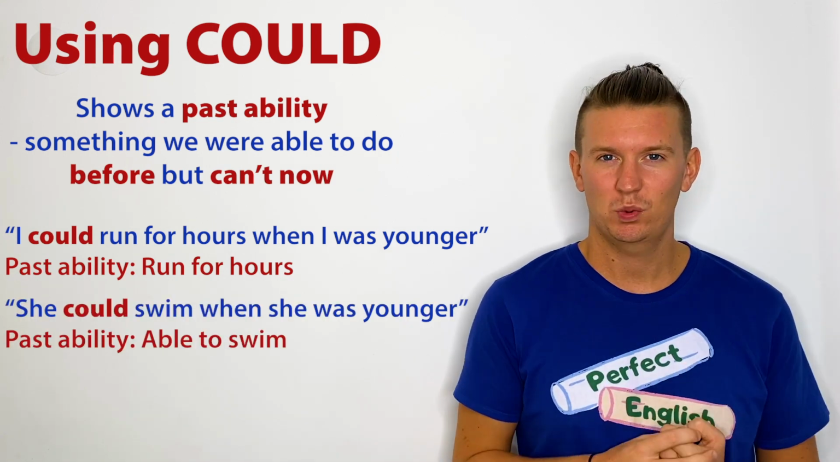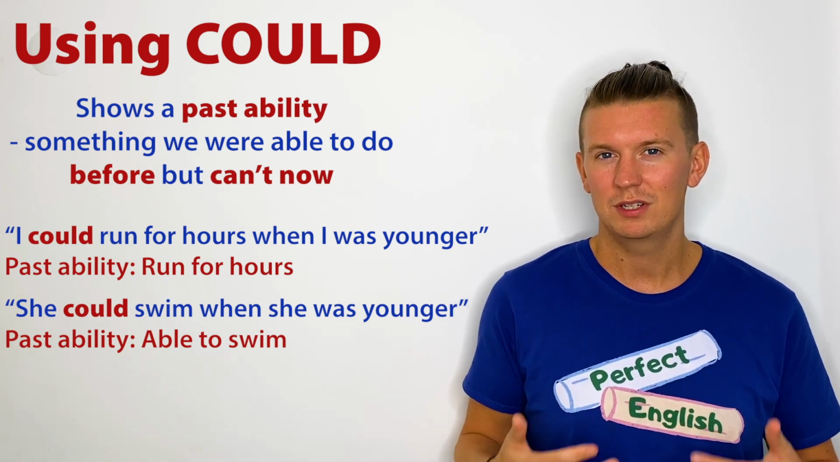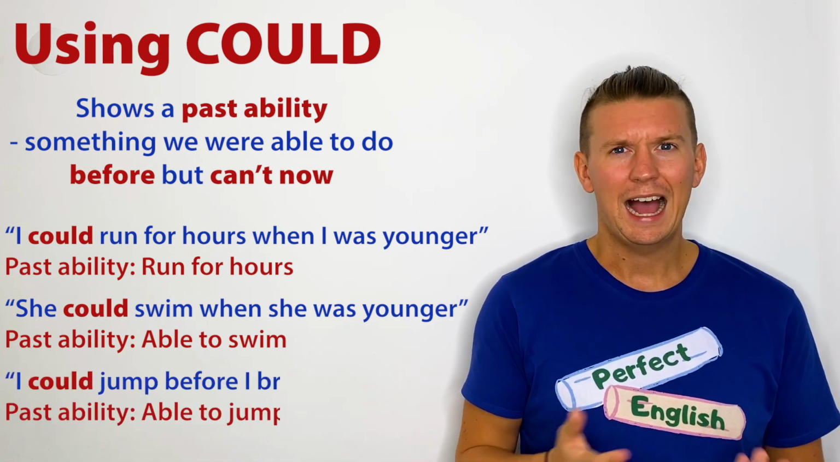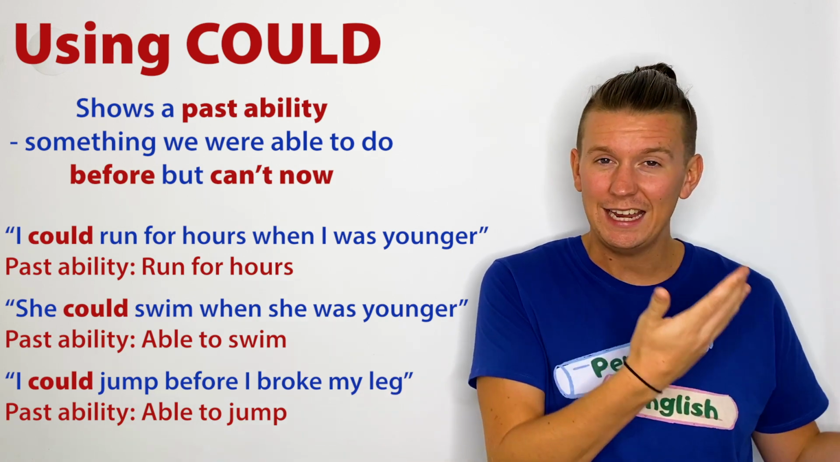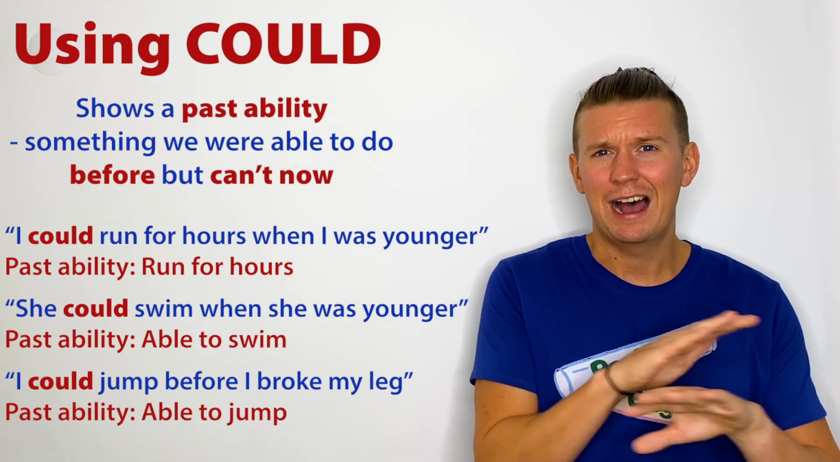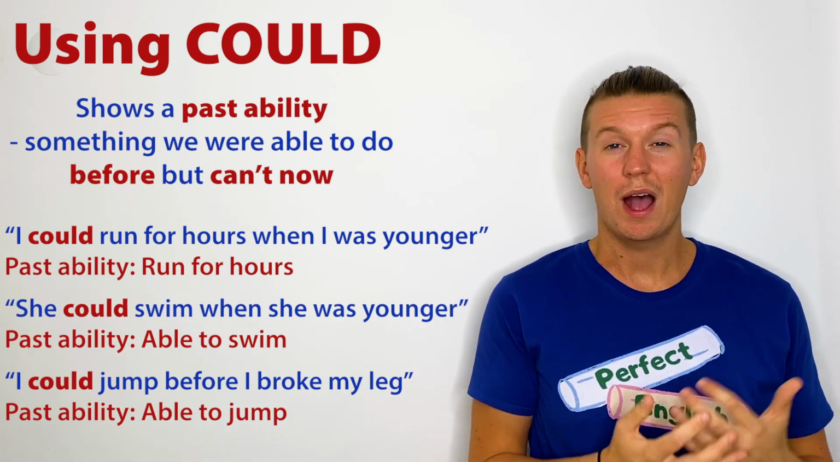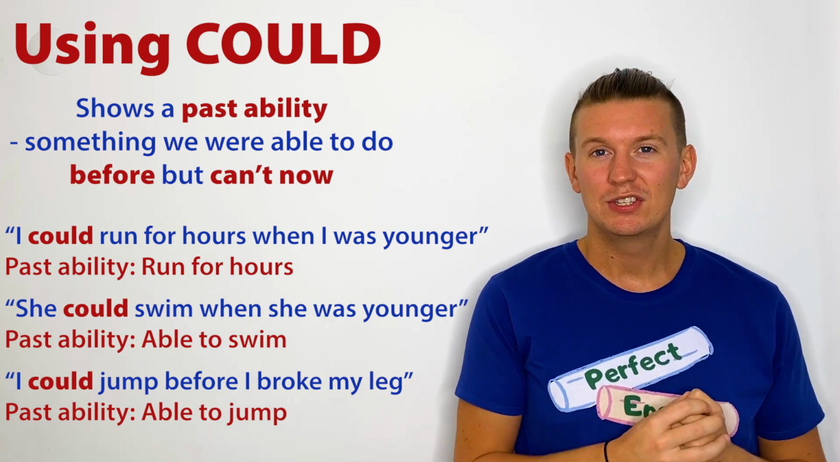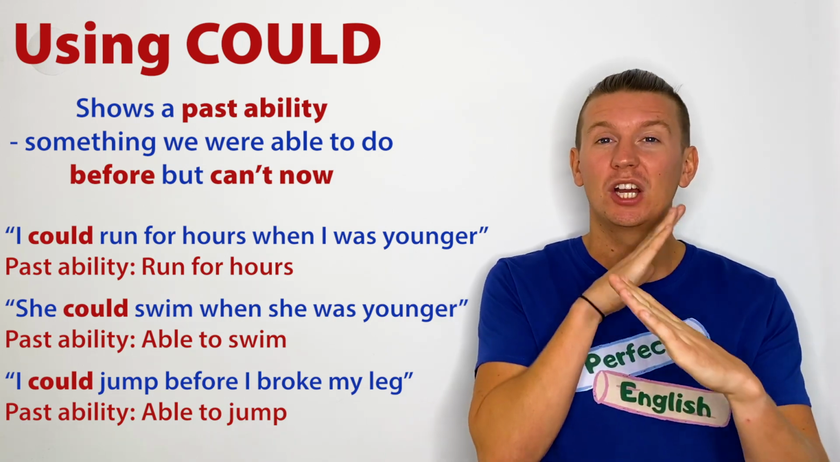She could swim when she was younger. When she was younger, she could swim. She was able to swim. I could jump before I broke my leg. So again, in the past, I could jump, I broke my leg, and now I can't. So all of these examples show a past ability, something that I could do in the past, but I can't do now.